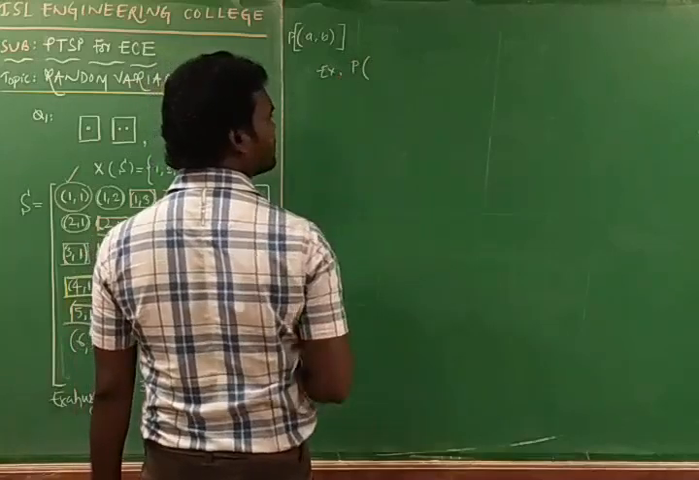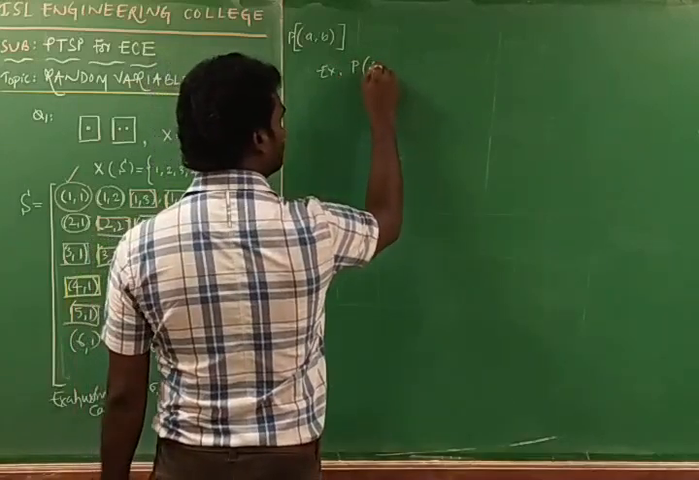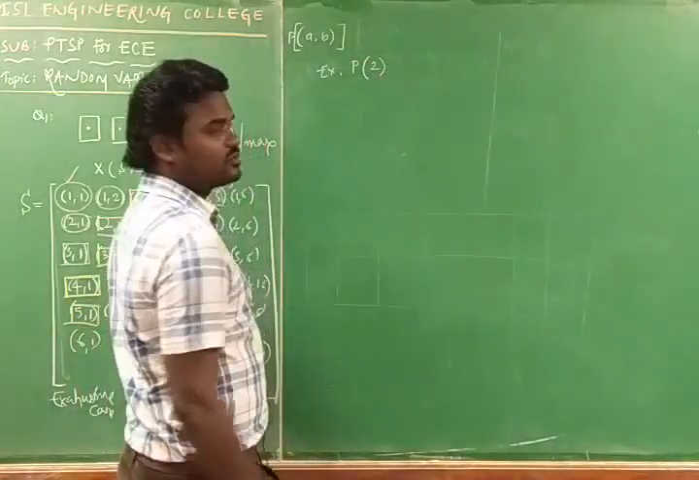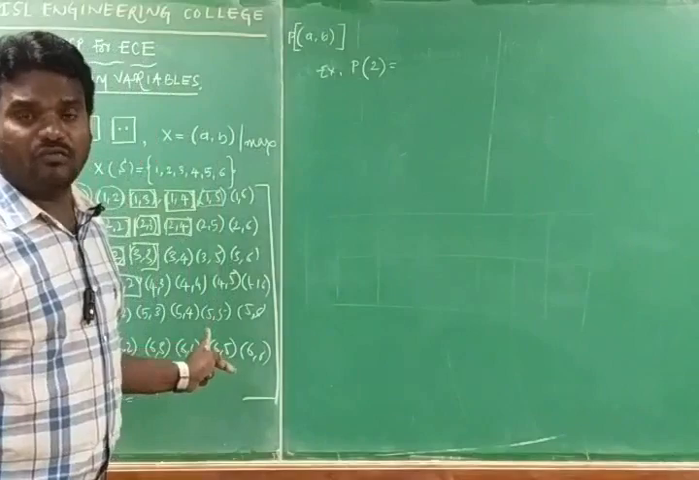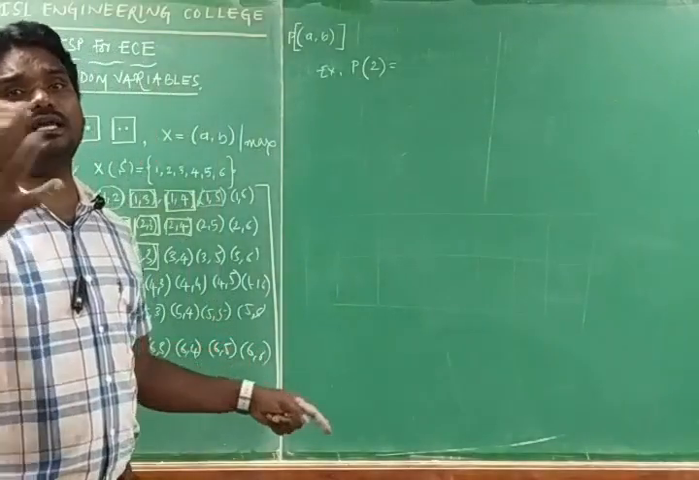Probability of 2, I am going. Probability of 2 means I should identify the interval which should not have a number more than 2.